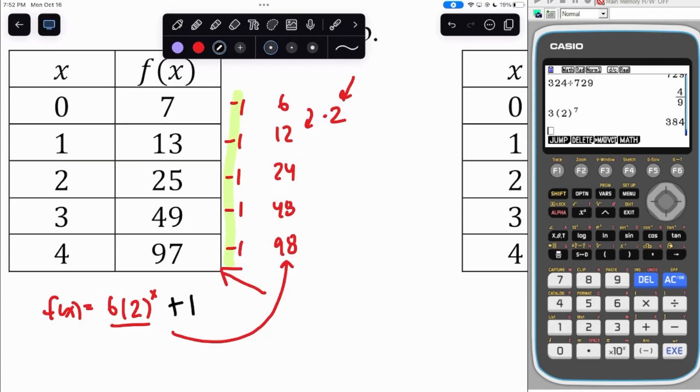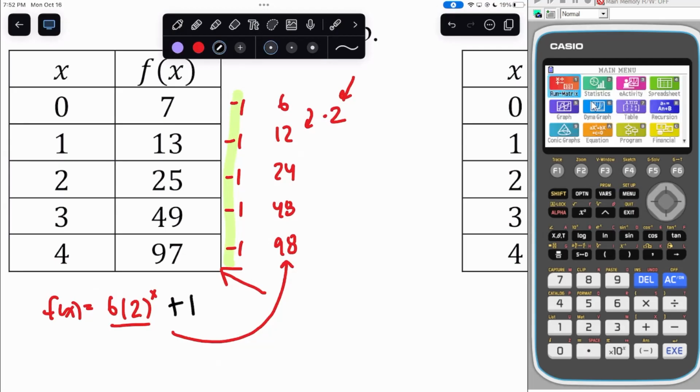And we can see that this works out if we put this into our calculator. And so let's see if this table of numbers is reproduced if I put it into my table in my calculator. So you see here, I'm going to go in the table here.